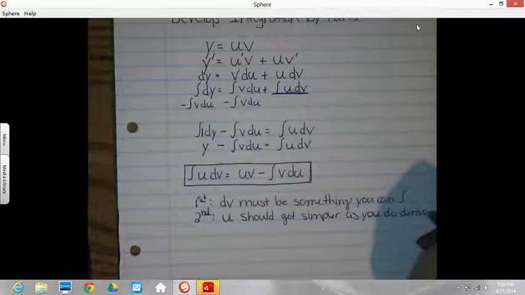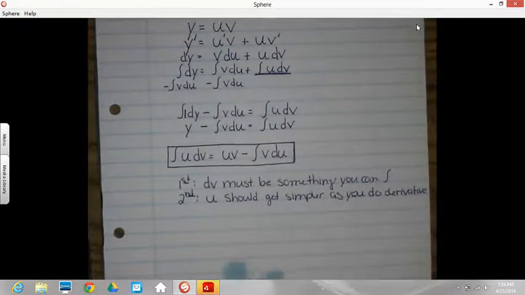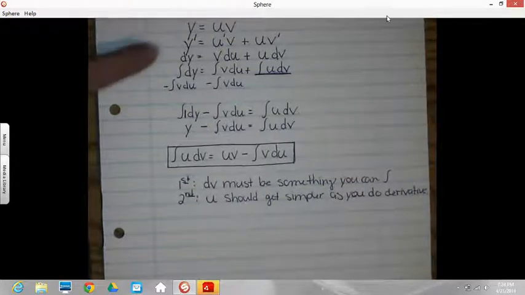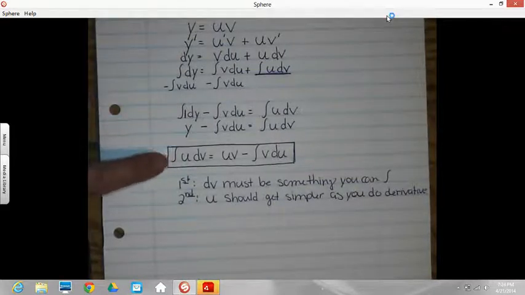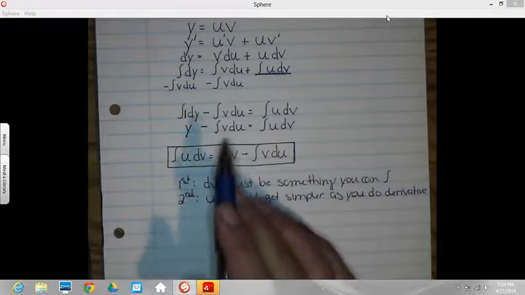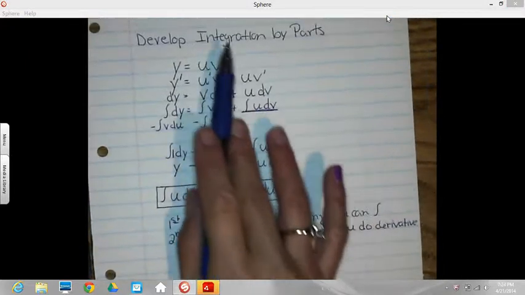Okay. So if none of that made sense, that's all right. You don't have to worry about the development of this formula. We're just going to use this formula. And we're going to go back and do that very first one that I gave you, the integral of x times cosine of x dx.